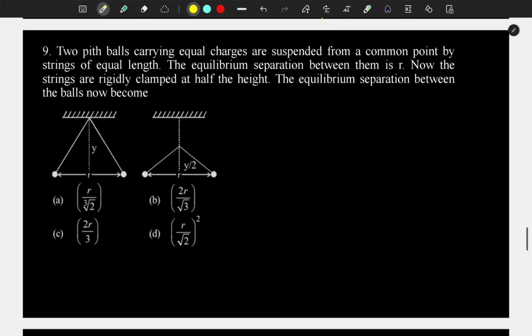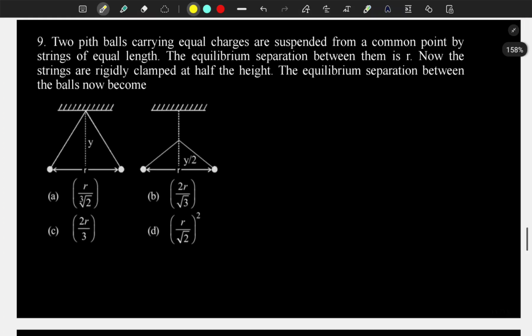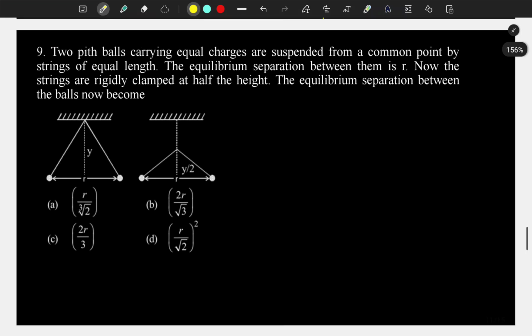Two pith balls carrying equal charges are suspended from a common point by strings of equal length. The equilibrium separation between them is r. Now the strings are rigidly clamped at half the height. The equilibrium separation between the balls now becomes? So we need to find out the value of r dash. So here two pith balls are there. They are having the equal charge. Let me consider it as small q. So here the distance is r between them.